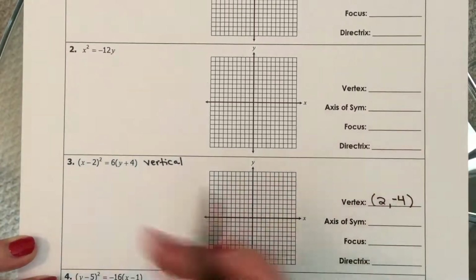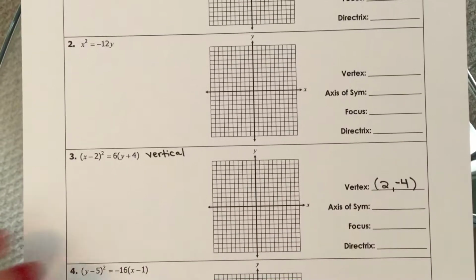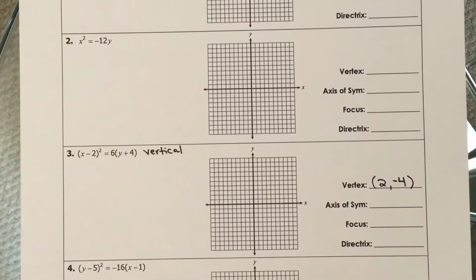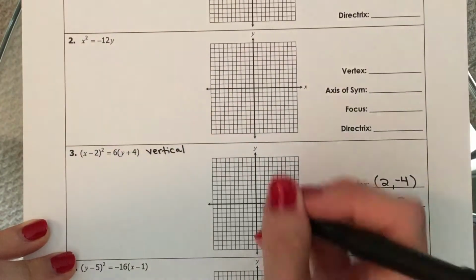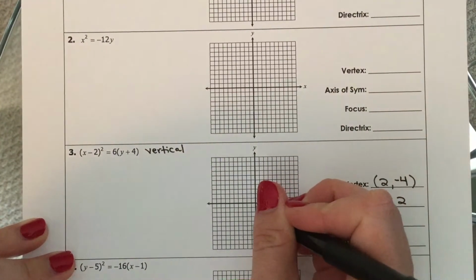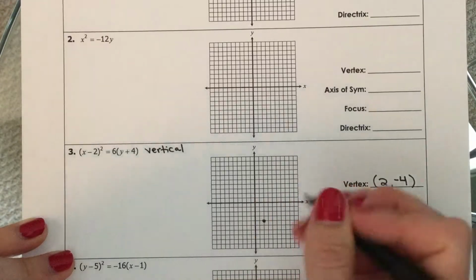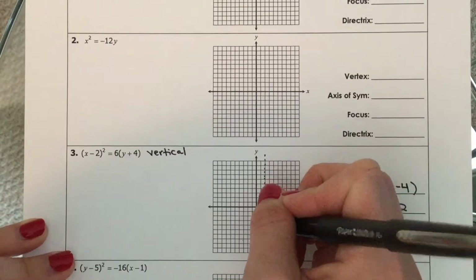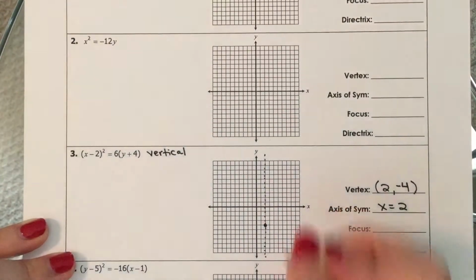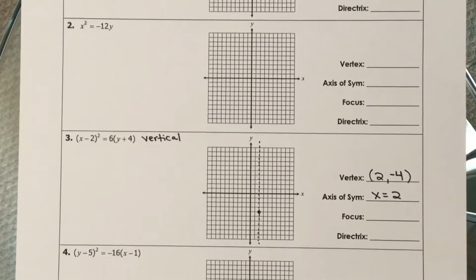This one, since it's vertical, the x naturally comes first. Make sure if the y is the one that comes first, that you're writing the terms in the proper order for the vertex. All right, so since this is a vertical, the axis of symmetry goes right down the middle of the x value. So this would be x equals 2. All right, so we're going to start at 2 and then down at negative 4. And you're going to have this dotted line, this axis of symmetry, running right down through your vertex. So you start with that information.